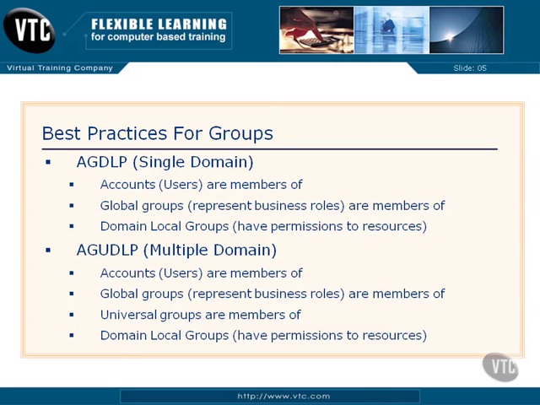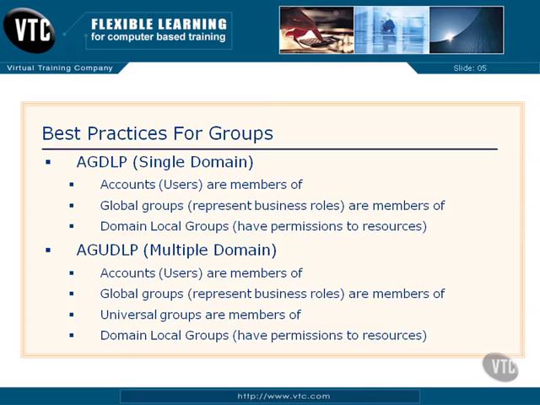So across multiple domains, just read about universal groups. Go out there and do some reading on universal groups if you haven't used them. They can be somewhat confusing. We've talked about them a little bit here, but just follow this, AGDLP and AGUDLP, and you will be able to figure out what they're asking you on the exam.